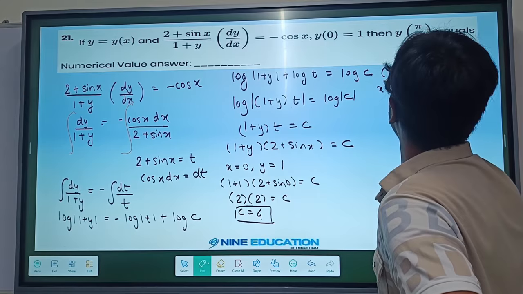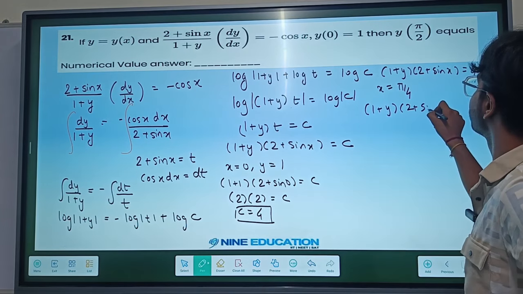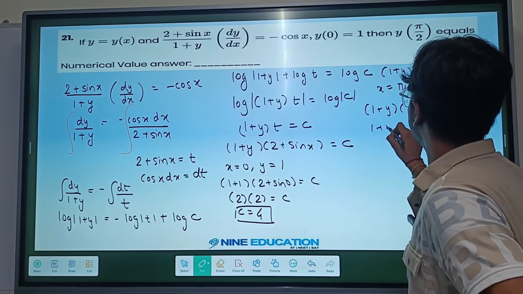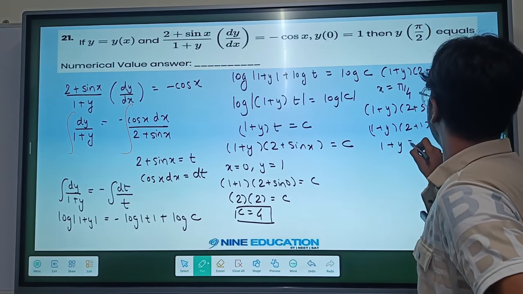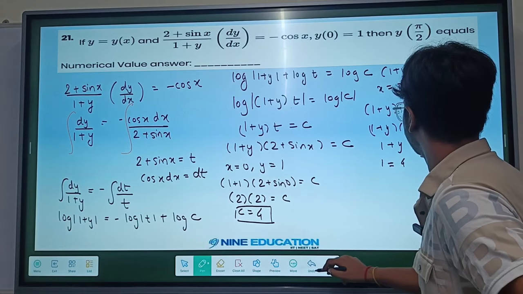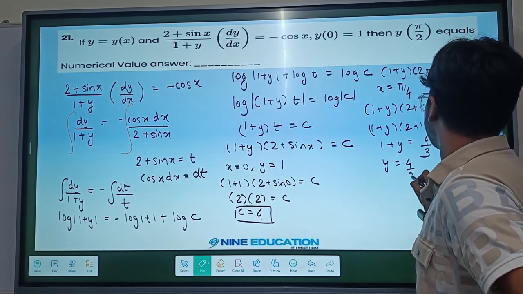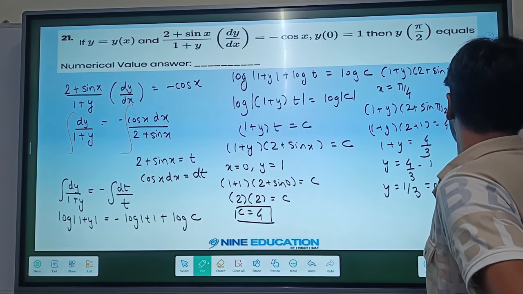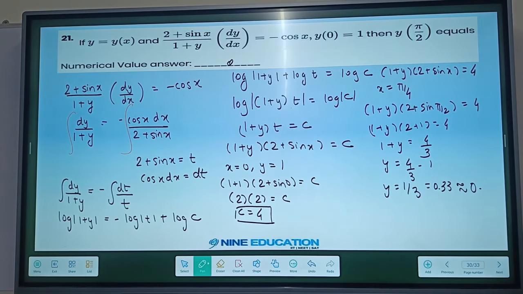You are asked the y value at x equal to pi by 2. So (1 plus y) into (2 plus sine of pi by 2) equals 4. Sine pi by 2 is 1. So (1 plus y) into (2 plus 1) equals 4. So 1 plus y equals 4 by 3, y equals 4 by 3 minus 1. So y equals 1 by 3, which is 0.33, and the approximation is 0. So the numerical answer should be 0.